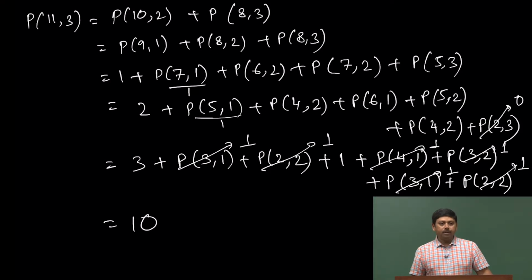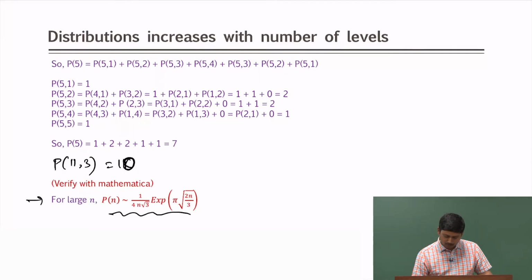So, P(11) divided into 3 is giving me 10, 10 possible ways I can do that, as you can see. So, it is 10, P(11,3). So, how did I do that? So, actually I said P(11,3) means maximum up to 3.